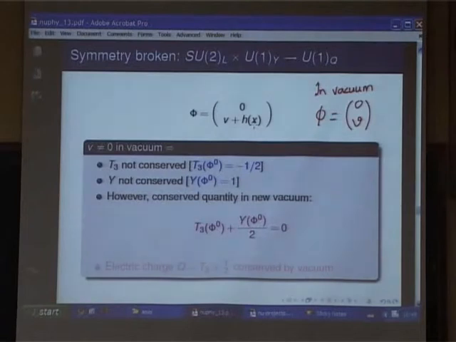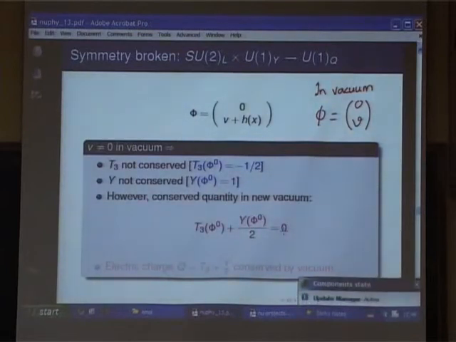What we have not broken is the combination that looks like T3 plus Y by 2. Because if I take T3 and Y by 2, it is equal to 0. So inside the vacuum, I have T3, I have this v everywhere. But even if I have v everywhere, I do not break T3 plus Y by 2. It's some object which I know is not broken, although I break SU2 and U1 both.